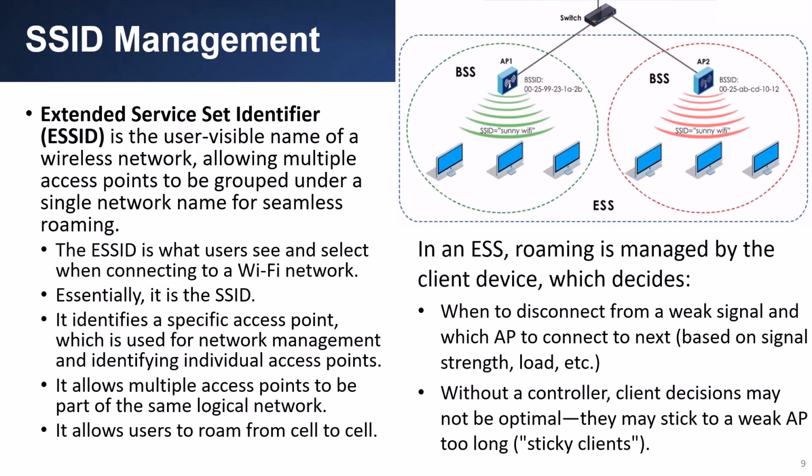In an ESS, roaming is managed by the client device, which decides when to disconnect from a weak signal and which AP to connect to next based on signal strength, load, and so forth. Without a controller, client decisions may not be optimal, in which they may stick to a weak AP too long.